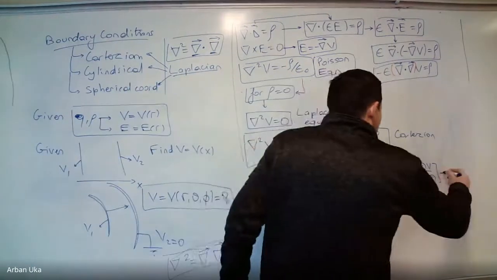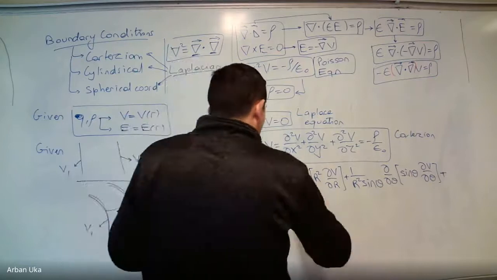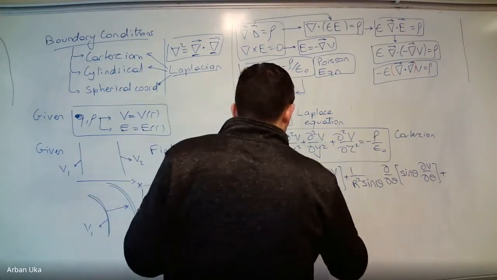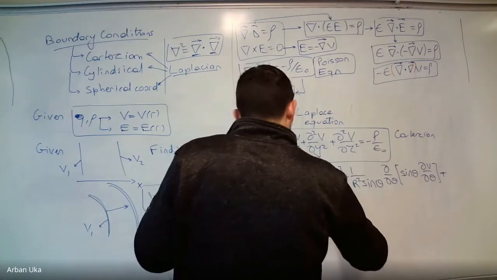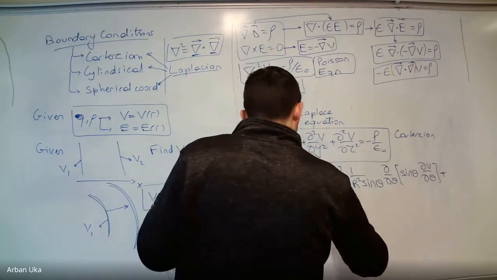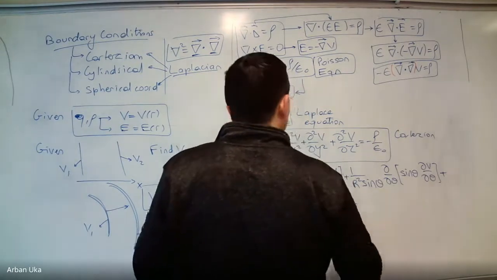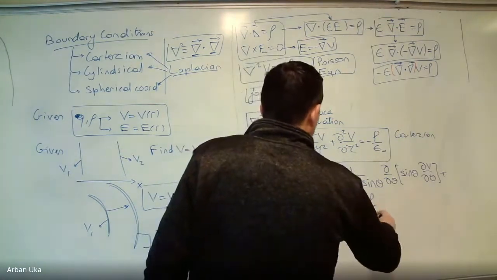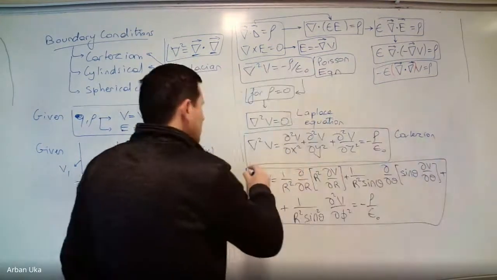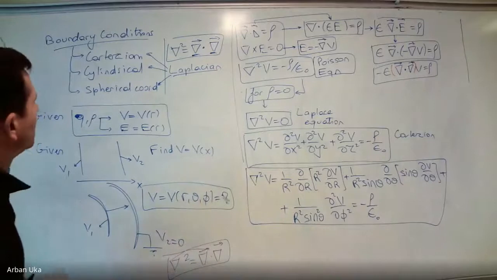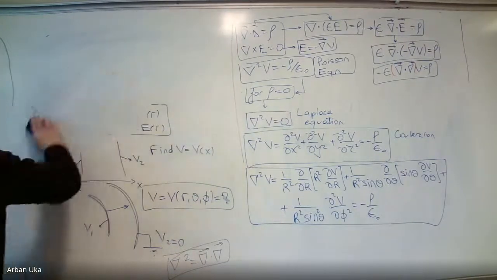For the angle phi, we add plus 1 over r squared sine theta squared, the second derivative of the potential with respect to angle phi. This is equal to minus rho over epsilon 0. So this would be the Poisson equation for the spherical coordinate system.